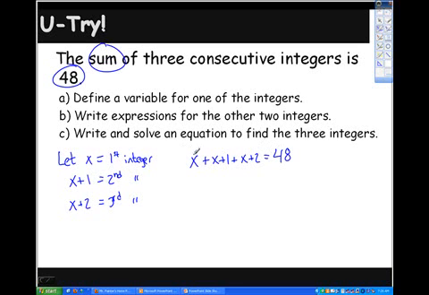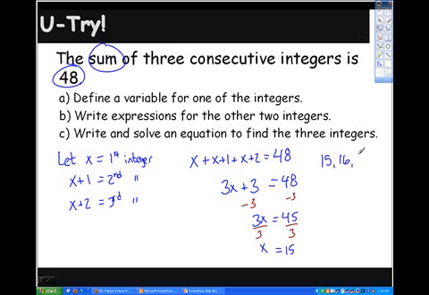Let's combine like terms. 1x plus 1x plus 1x is 3x, plus 1 and 2 is 3, has to equal 48. Let's go ahead and subtract that 3 from both sides. That gives me 3x equals 45, and we'll divide both sides by 3. x then is 15. So it looks like my first number is 15, my second number is 16, and my last number is 17. Well, let's check.